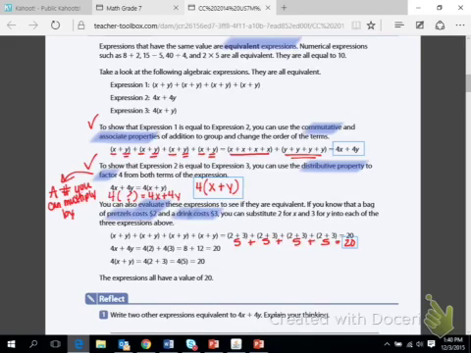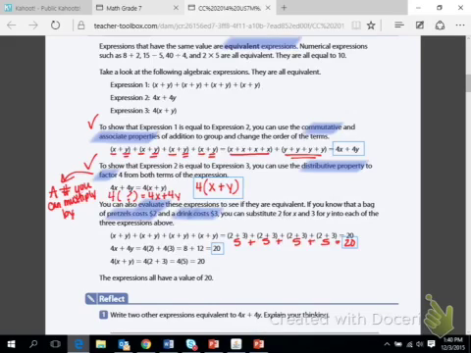We can do the same for expression 2. 4x plus 4y, if you replaced x with 2 and y with 3, would become 4 times 2 plus 4 times 3. 4 times 2 is 8, and 4 times 3 is 12, so 8 plus 12 gives us 20.